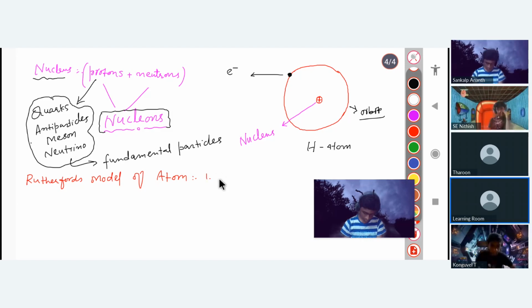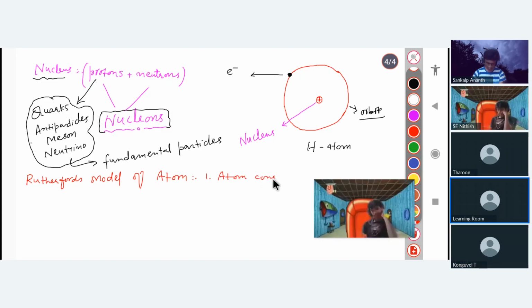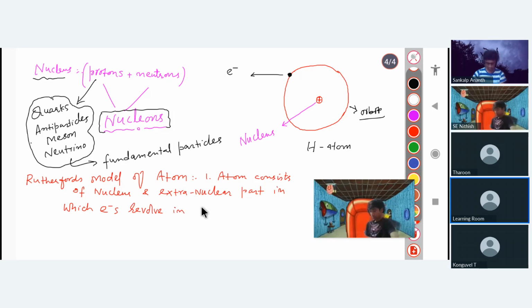Okay, I will write it here. Atom consists of nucleus and extra nuclear part in which electrons revolve around the nucleus in circular paths known as orbits. Got it? So this was the main point he told in his model, that is Rutherford's model of atom.